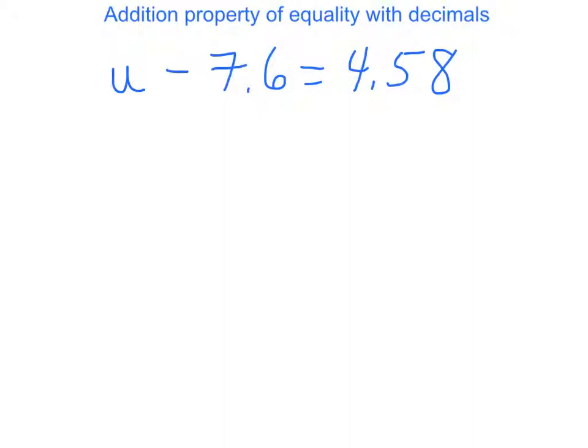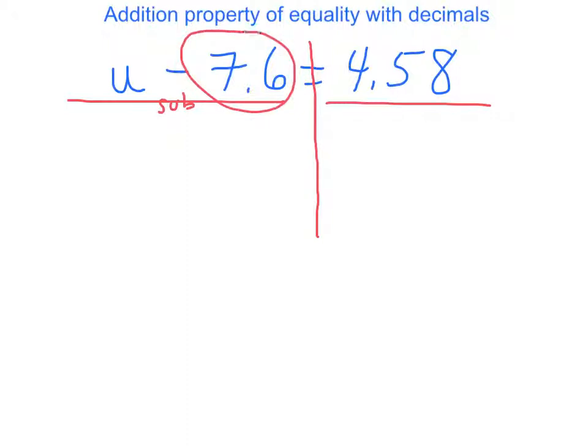How we solve this is we look at what is being done to the 7.6, and you can see that it's being subtracted. To get rid of the 7.6 from this side, and when I say side of the equation, this equals sign creates two sides, we have one side here and one side here. We want the 7.6 to leave this side, and to do that in a legal way, we have to do the same thing to both sides of the equation.